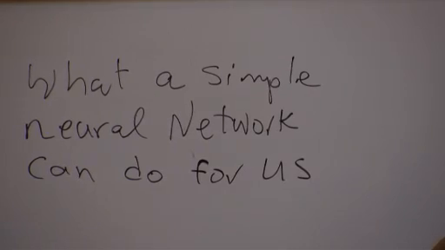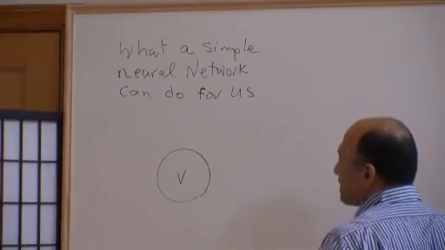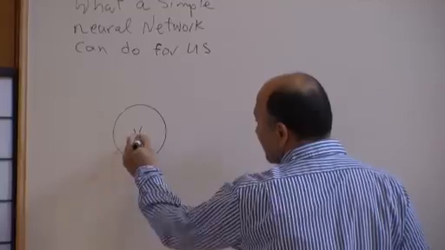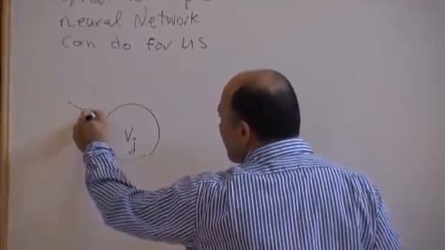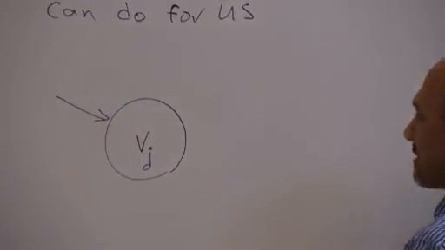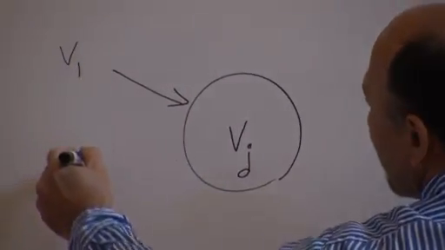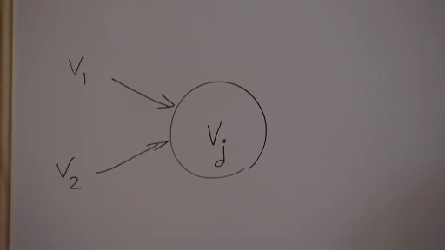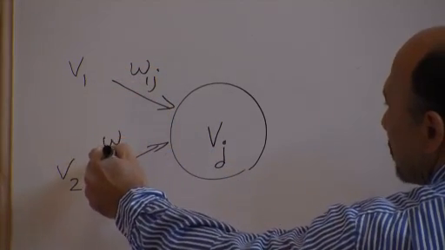So a simple neuron, basically, let's say it has a state of V sub j, is one of the neurons, and then it receives input from the outside, and for simplicity, let's say we have only two inputs, so that would be V1 and V2. They're connected through the weight factors W1j and W2j.